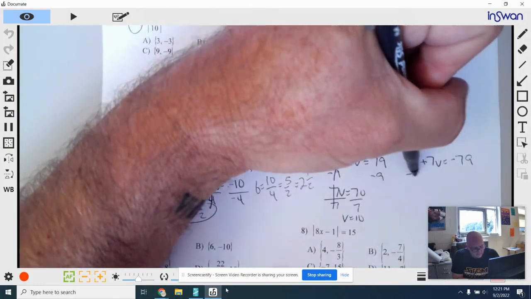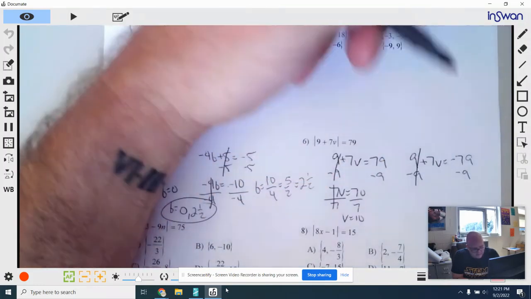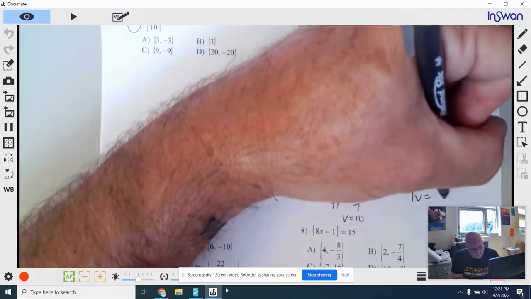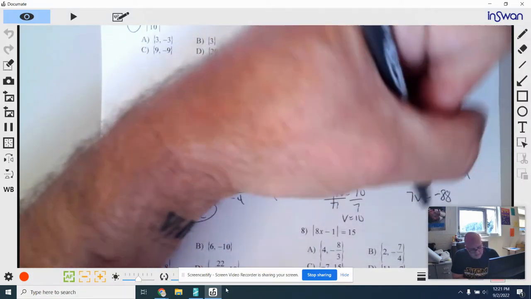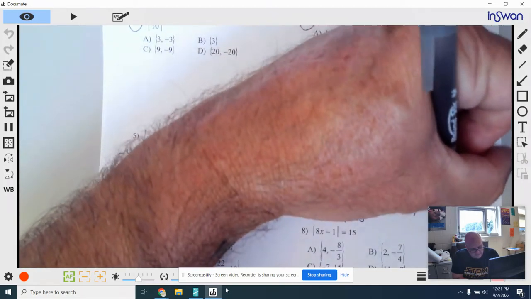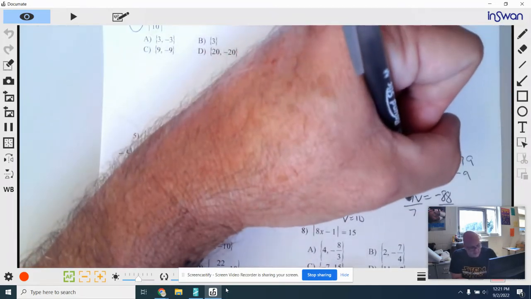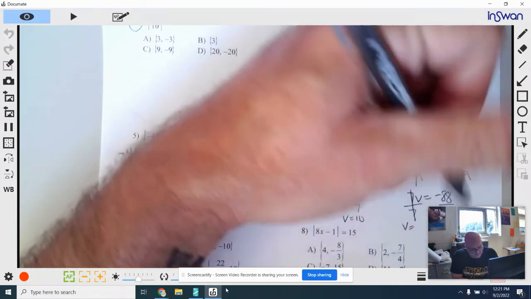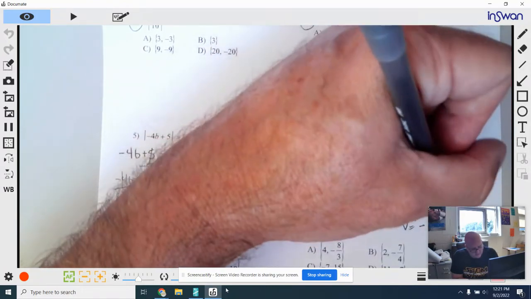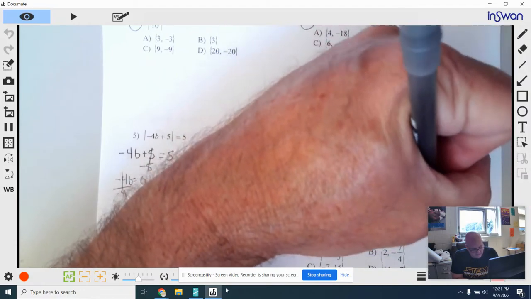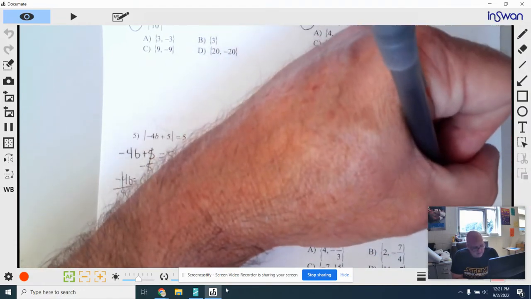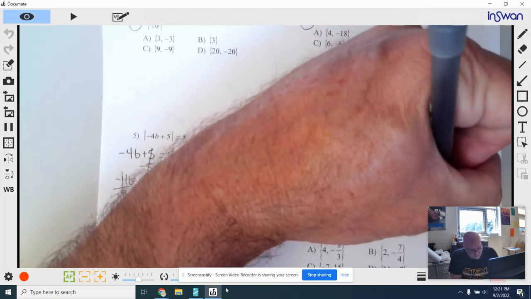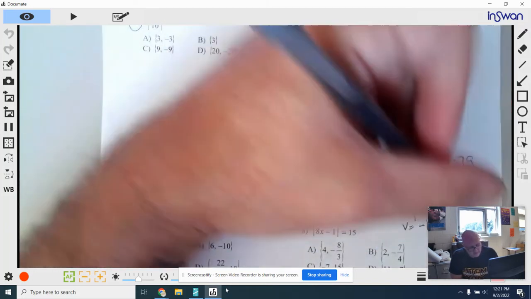Come over here, subtract 9, cancels. You get 7v is equal to, that's going to be what, negative 88. Divide by 7. That's going to cancel, so that's going to be v is equal to, it's a negative. 7 goes into 88 12 times. 7 times 12 is 84. So your remainder is 4 sevenths.